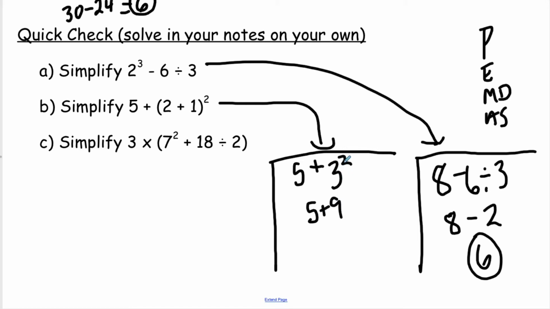Be careful, don't do 3 times 2 and get 6. 3 to the 2nd power is 3 times 3, which is 9. 5 plus 9 is 14, and I'm done. Okay, and let's look at this last one here.